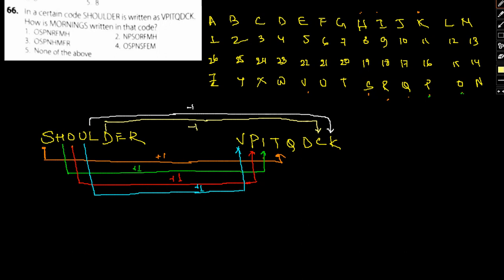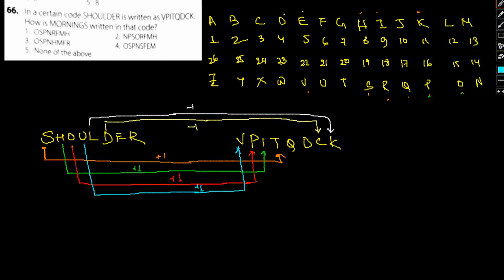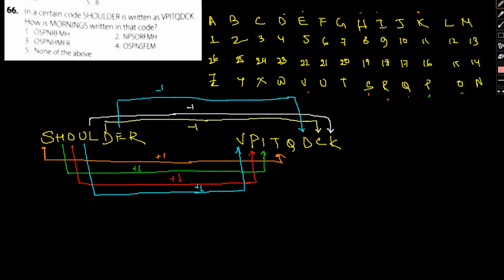E to D, again minus 1. So yes, another pattern will be following. And finally, R to Q, another minus 1. So yes, we actually see a particular pattern here.